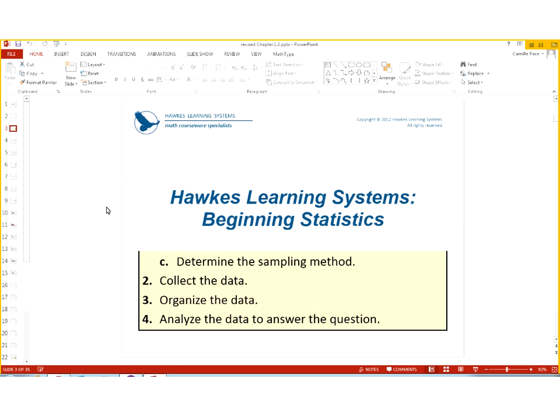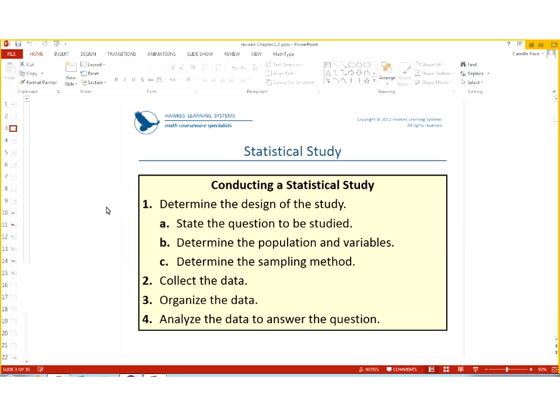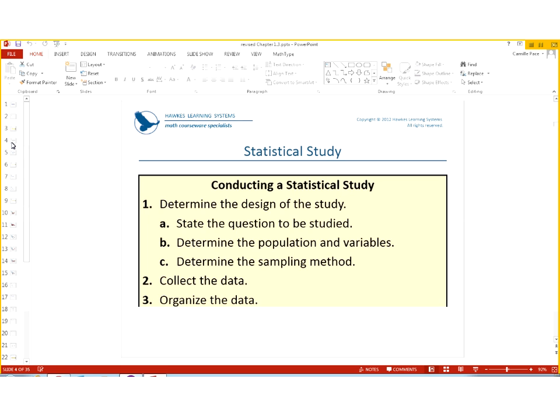When you're conducting a statistical study, the first thing you want to do is determine the design of the study. And you're going to ask questions like, what are you going to study? You have to determine your population and variables, and then you have to determine your sampling method. The second step is to collect the data. The third step is to organize the data, and then the fourth step is to analyze the data to answer the question. So those are the 4 steps.